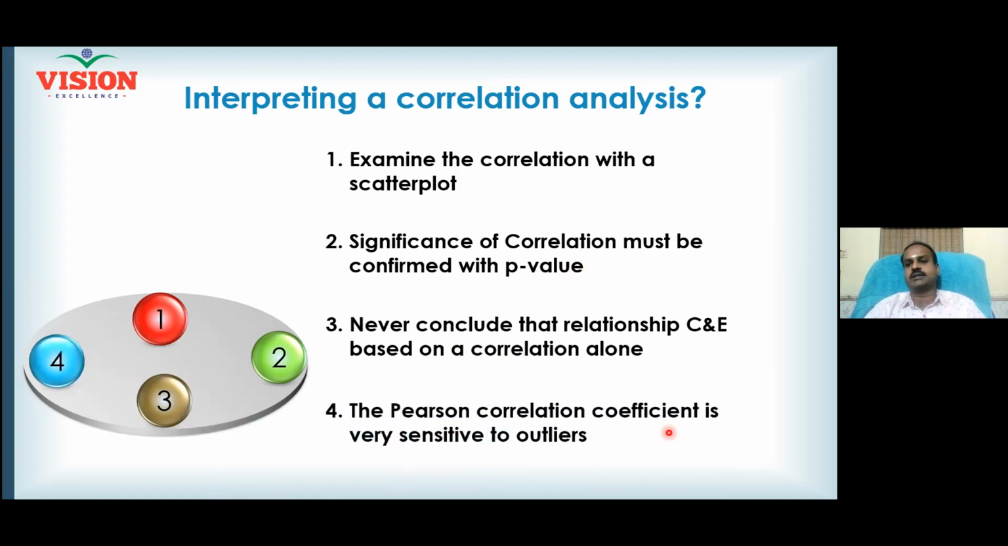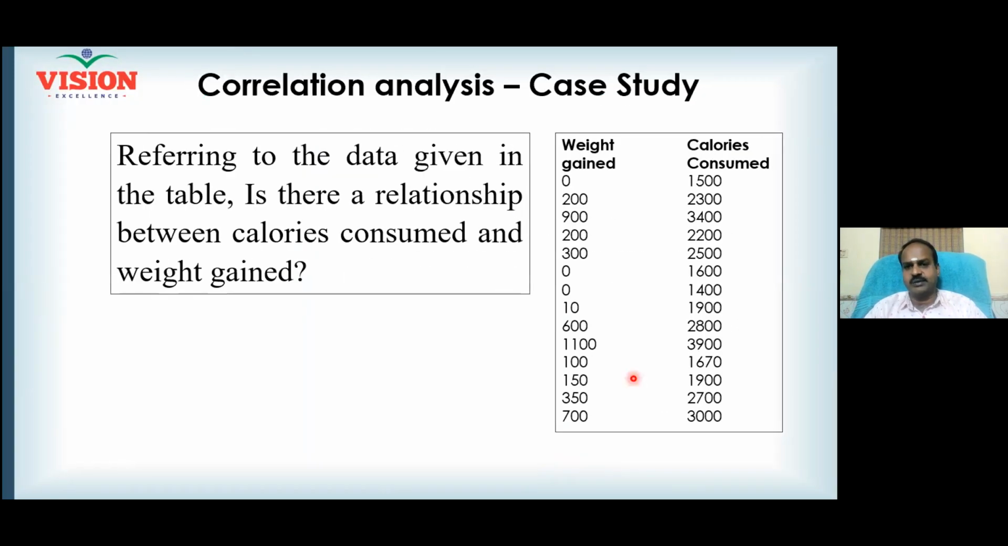And the Pearson correlation coefficient is very sensitive to outliers. So if there are any outliers in your study, please remove the outliers before doing your analysis, right? So these are the suggestions. And now we will do a problem.